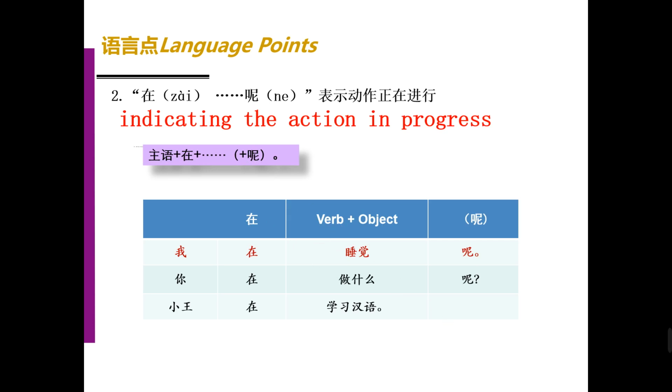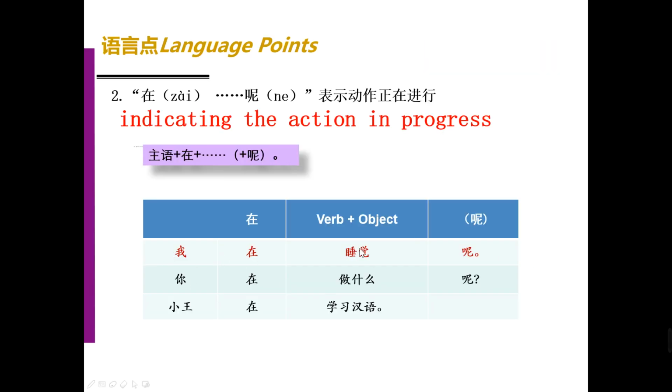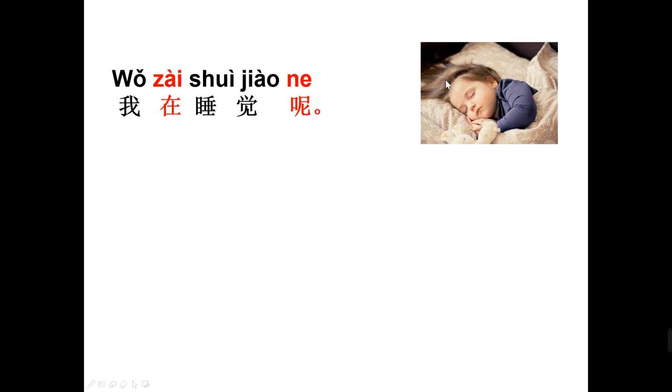For this picture, in the first sentence, we can say 我在睡觉呢。I'm sleeping. Here, this structure is subject plus 在 plus a verb plus 呢, and 呢 can be omitted. So this sentence we can say 我在睡觉 or 我在睡觉呢。Okay.